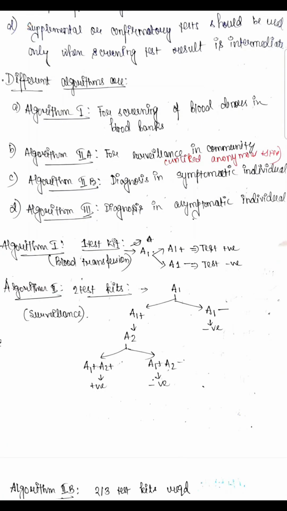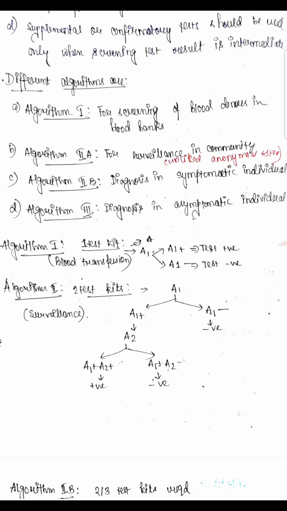The fourth one is the supplementary or the confirmatory test, which should only be used when the screening test result is indeterminate or intermediate. So what is a supplementary test and a confirmatory test? I think you know by now. The supplemental is the Western blot, and the confirmatory tests include the P24 antigen detection, the RT-PCR as well as the DNA PCR.